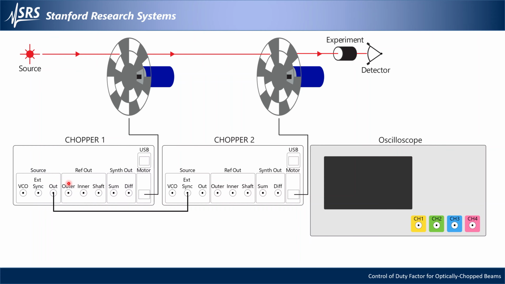But the chopper controller's main job is to servo the controlled track, either outer, inner, or shaft, to the source. And the blade slots will generally have a bit of excess jitter associated with them due to blade imperfections and motion control. So the source output provides a time base with slightly less jitter. Another advantage is that the source output is always available. The reference outputs are only available when the motor is running.